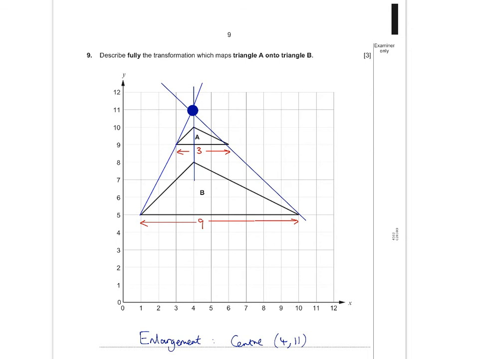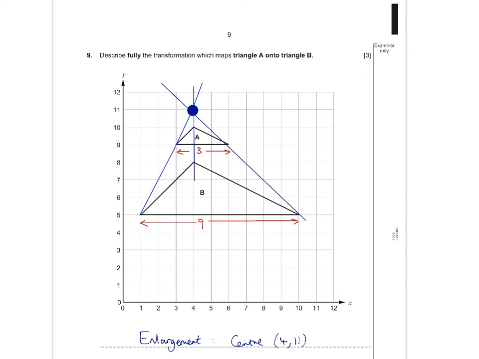First thing you can do is find the scale factor of the enlargement. So if you look at the squares, find something you can easily count. We're going 3 across to 1, 2, 3, 4, 5, 6, 7, 8, 9 across. It's going from 3 across to 9 across. Then you're going to be times it by 3, aren't you? So the scale factor is 3.